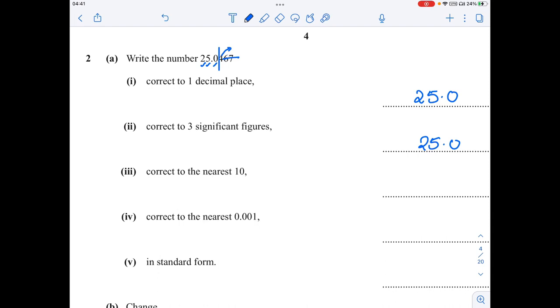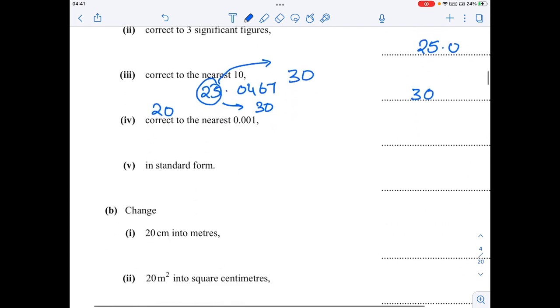Then correct to nearest ten. So we have 25.0467. So 25, the nearest ten is going to be nothing but what? 30. Because 25 is between 20 and 30. So the nearest ten will be 30.